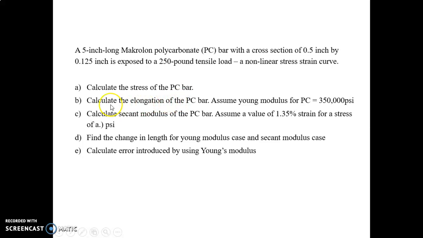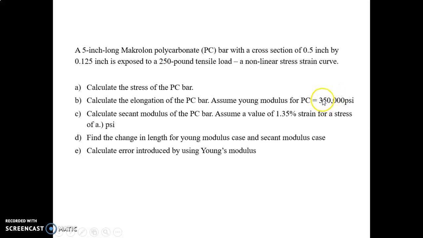Secondly, calculate the elongation of the PC bar. Assume yang modulus for PC is 350,000 PSI. So, to find the elongation of the bar, you need to determine the strain. Okay, pemanjangan, change in length. Change in length per unit length, which is given here.